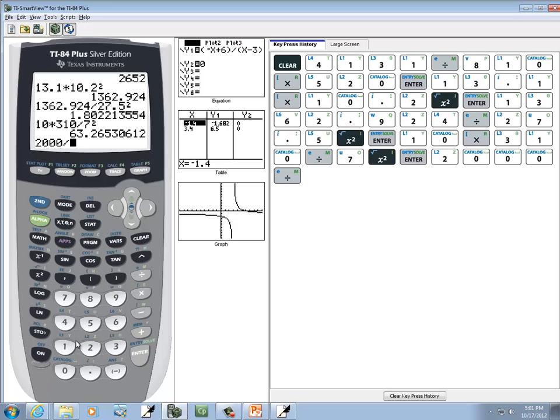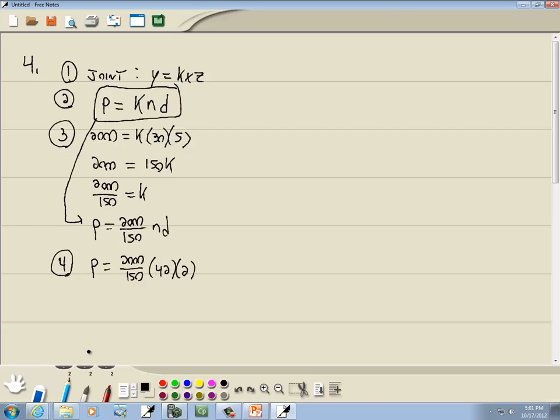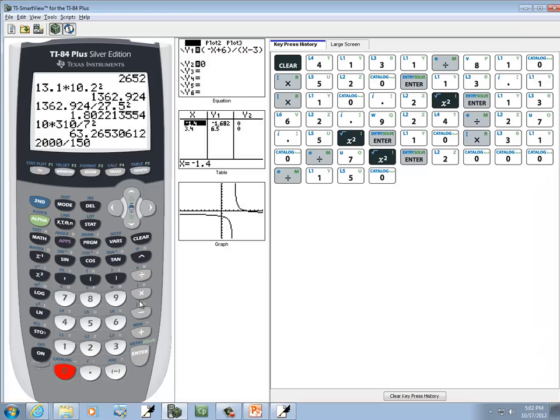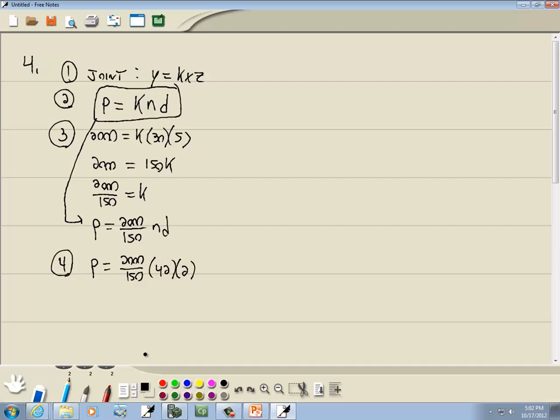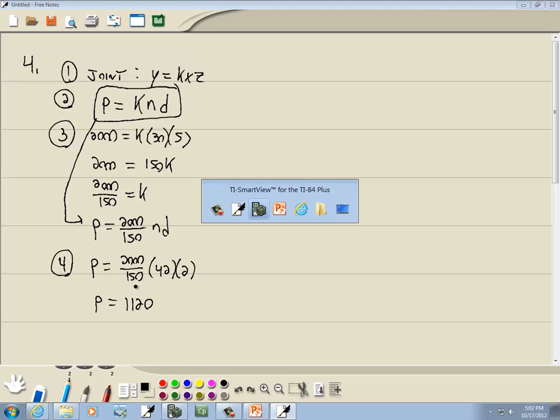2,000 divided by 150 times 42 times 2, enter. 1120. So our payroll would be 1,120.